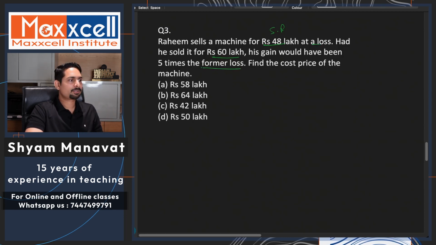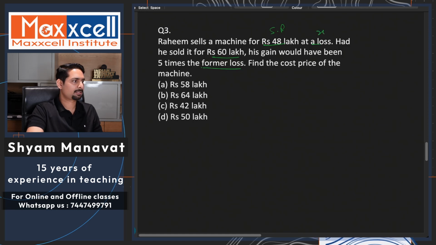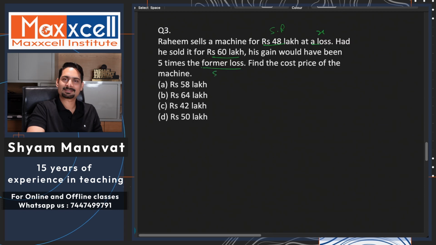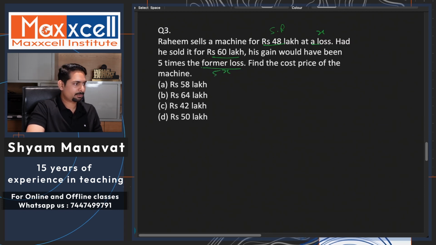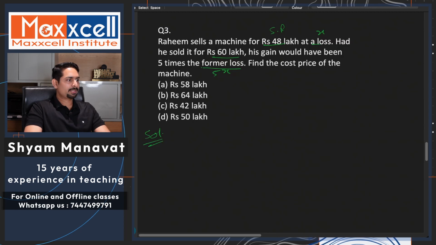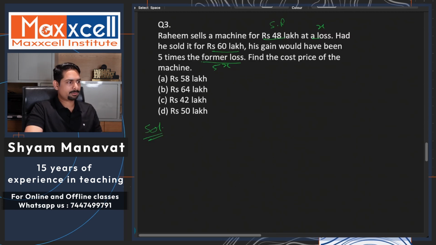In this case, first of all, you have to assume this loss to be something. Let's say this loss is X. So 5 times of this former loss should be 5x. Okay. Find the cost price of machine. We need to find the cost price of machine. Let's see. So here you don't have percentage. You directly have profit and you have loss.